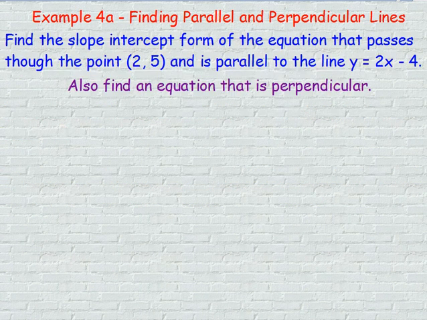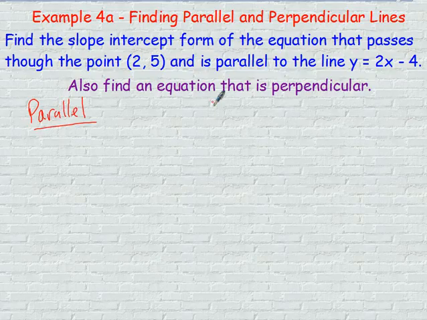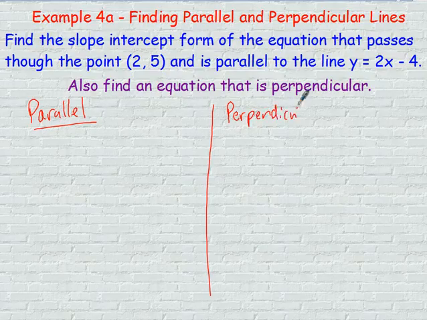Here's the situation we have. It says find the slope-intercept form, so find the y equals mx plus b, of an equation that passes through the point (2, 5) and is parallel to the line y equals 2x minus 4. And then I also want us to find the perpendicular. So we're going to do two things. We're going to find the parallel, and then we're going to find the perpendicular. Okay? Let's start with the parallel.